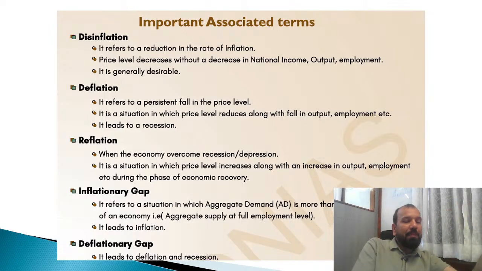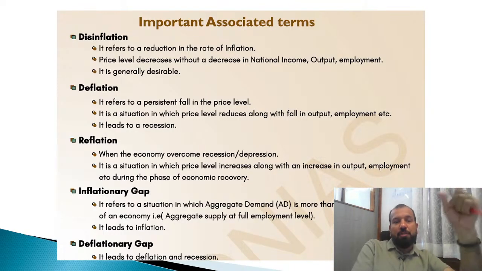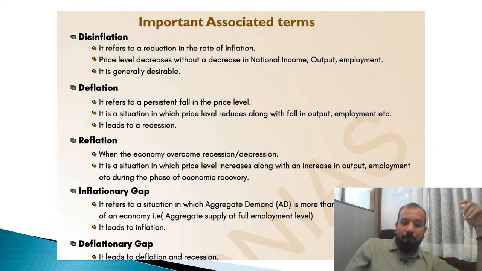The deflationary gap is just the opposite of the inflationary gap. If the supply is more than the demand, say the supply of markers is 10, and we have only 8 people who are going to buy only one pen each. So the gap between supply and demand, supply is 10, demand is 8. That gap is called the deflationary gap.